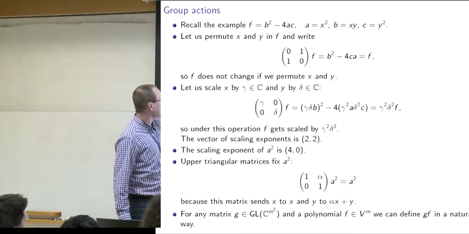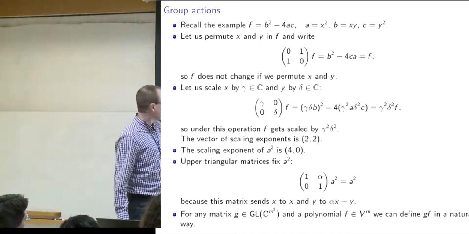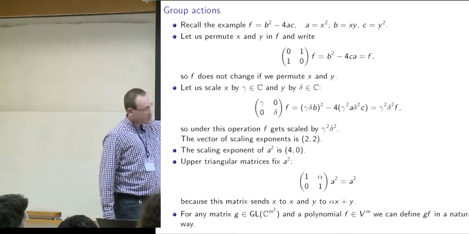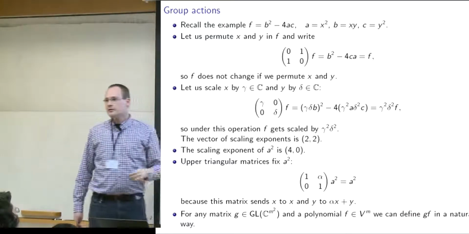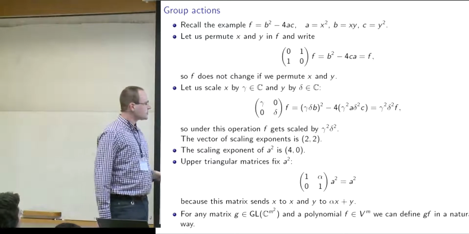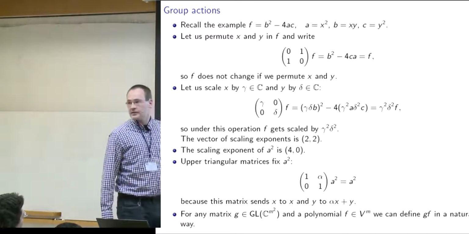Let's do some other operations, right? Let's do some scaling operation. Let's scale x by some constant gamma and y by some constant delta. So indicated by this matrix here, what happens is that the b gets scaled by gamma delta, right? And the a gets scaled by gamma squared, because it's x squared, and the c gets multiplied by delta squared. So in total, if you do the calculation, this is gamma squared delta squared f. So this means that this polynomial just gets scaled by gamma squared delta squared if you act on it with diagonal matrices. That will be a key property.